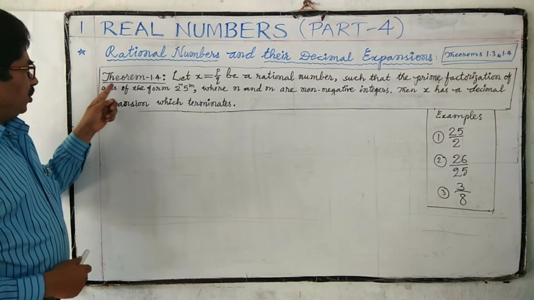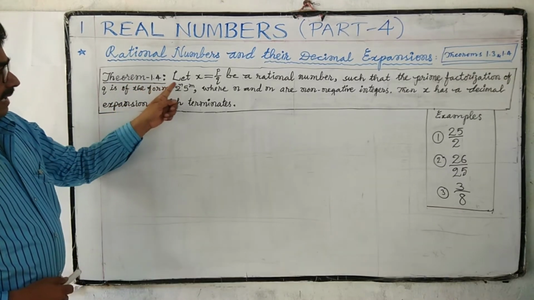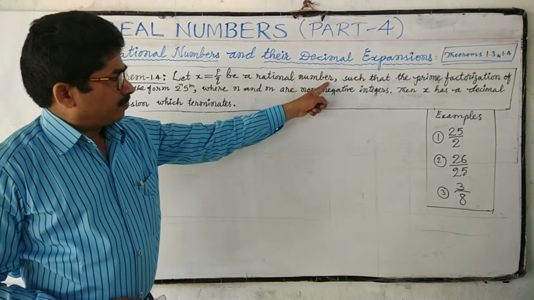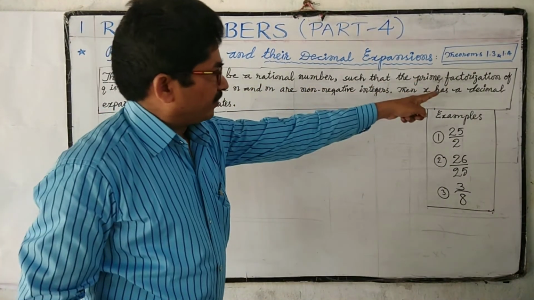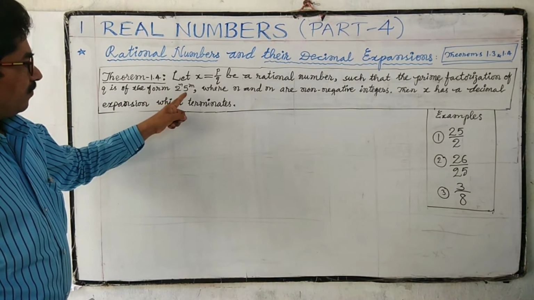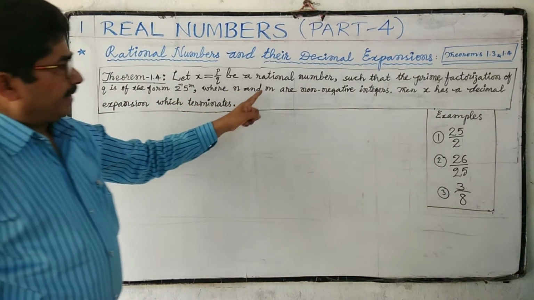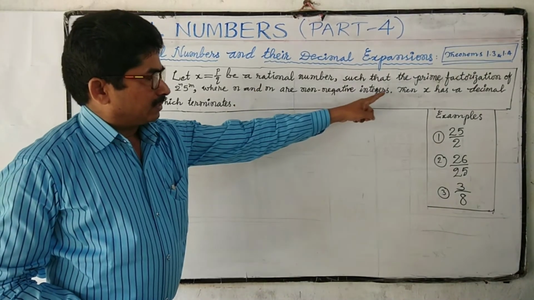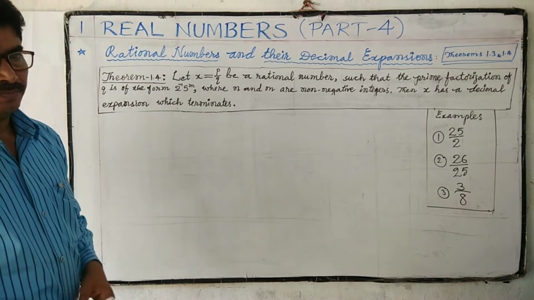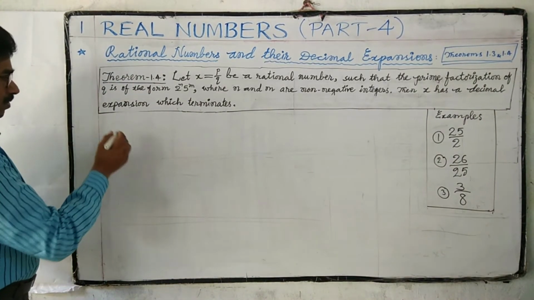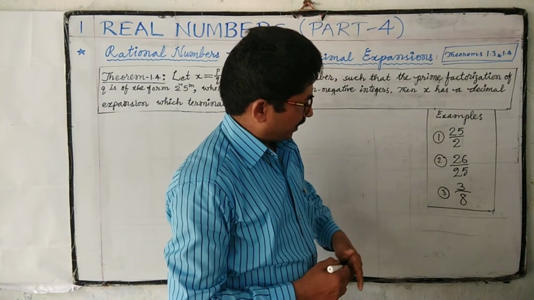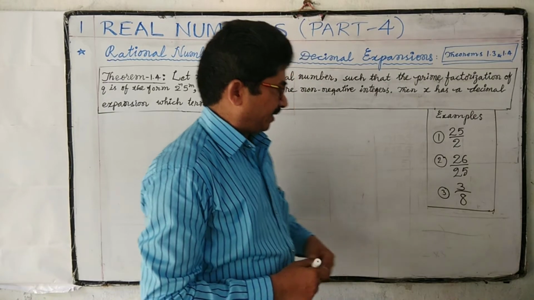Next, Theorem 1.4. Let x equal p by q be a rational number such that the prime factorization of q is of the form 2 power n, 5 power m, where n and m are non-negative integers. Then x has a decimal expansion which terminates. We have to see these examples. First one 25 by 2, second 26 by 25, third 3 by 8.